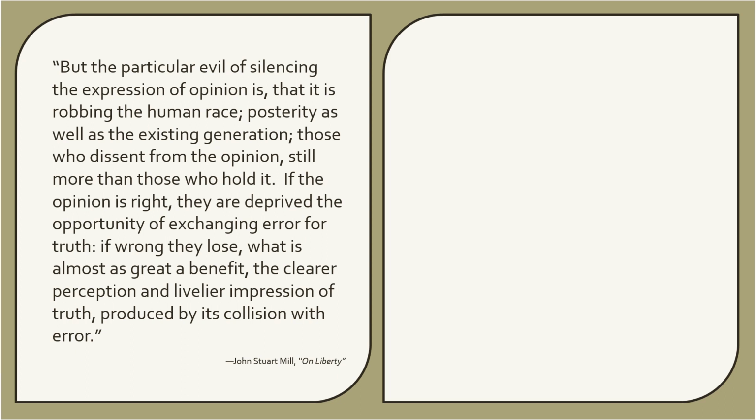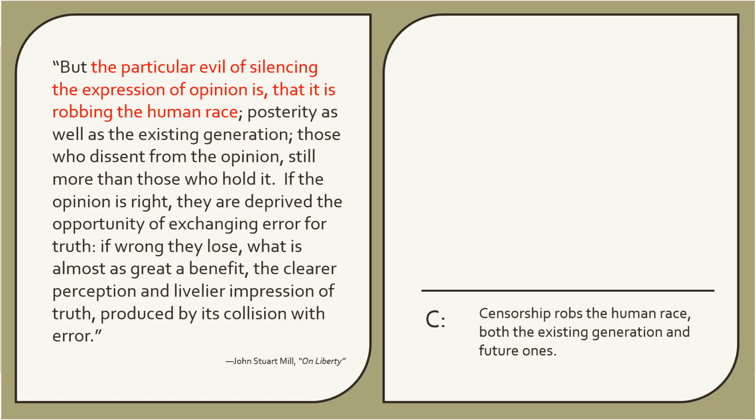Now this one's incredibly wordy, and for the most part, to make sense of it, we can cross a lot of this stuff out. It's also worth noting that there are no indicator words to help us here. So we just have to stop and ask ourselves, what is he trying to prove here? And the conclusion rather clearly is that censorship robs the human race, both existing generations and future ones. Why should we think that this is true?